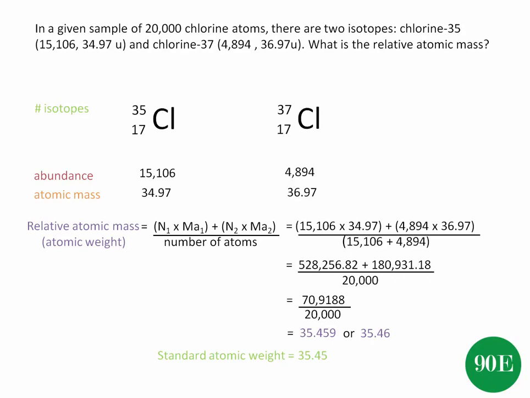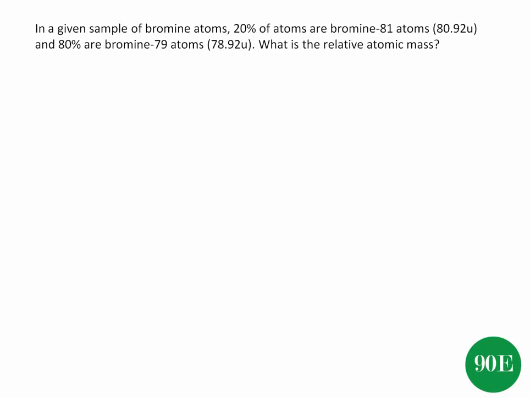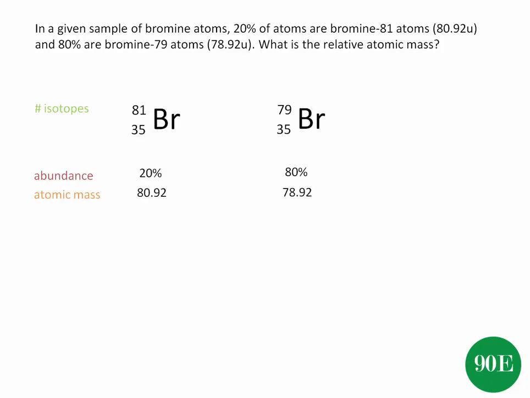Okay, now let's look at our second example and how we'd calculate the relative atomic mass when the abundance is expressed not as number of atoms but as a percentage in the sample. In this one, we're looking at bromine atoms, and we've got 20% of the atoms are bromine-81 and 80% are bromine-79. And this is the atomic mass or isotope mass of each atom. So now we need to calculate the relative atomic mass. To ensure that we can do that, we'll just make sure we've got all the information. So the number of isotopes, yes, their relative abundance, yes, and the atomic mass.